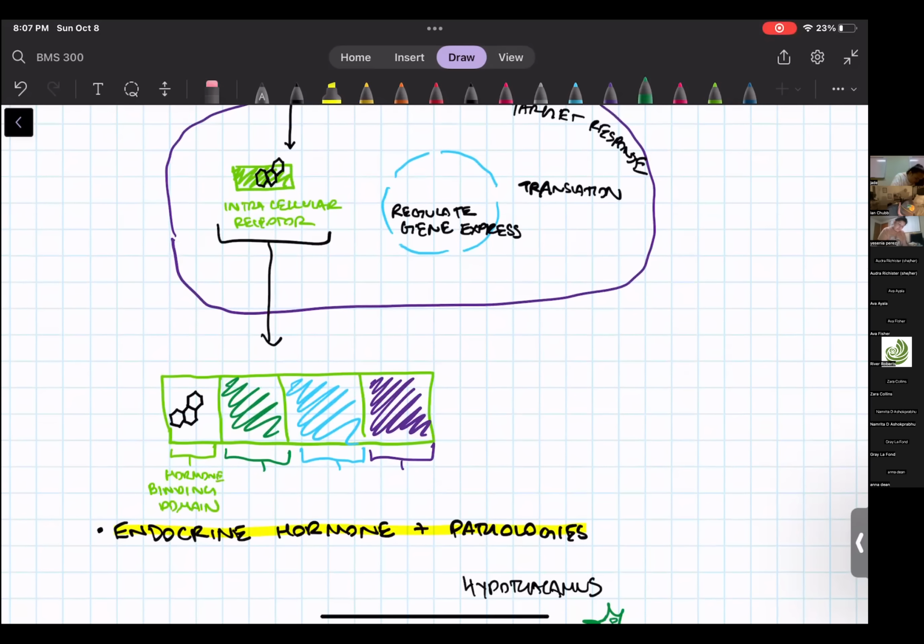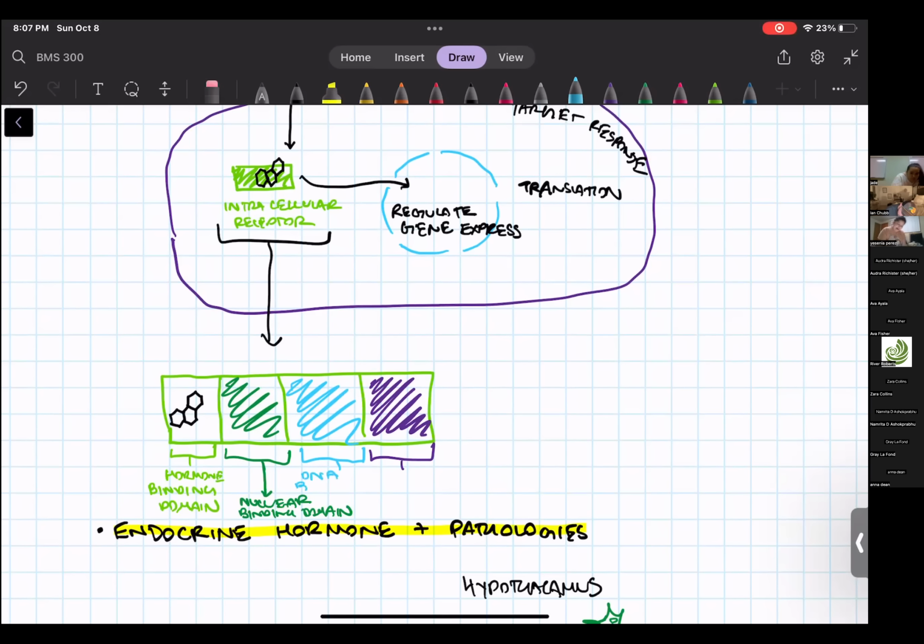Our second one is going to be our nuclear binding domain. So that is going to allow for this whole thing to come on over through the nuclear pore and enter our nucleus.